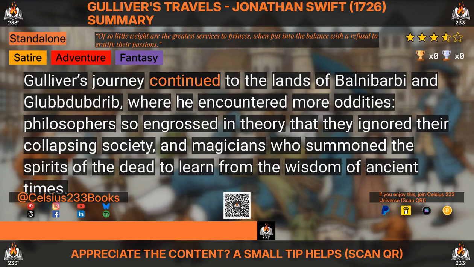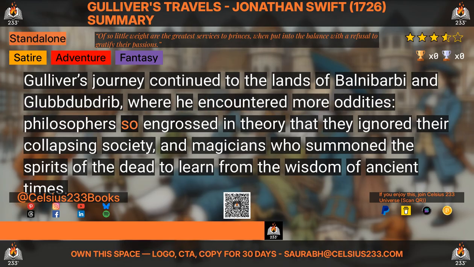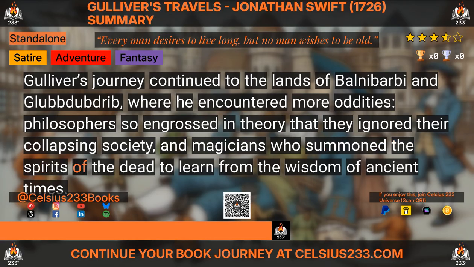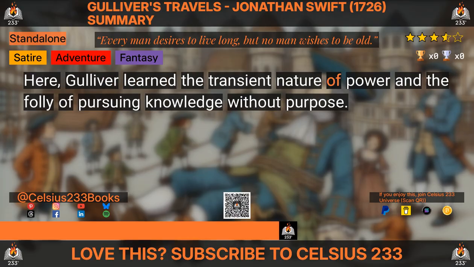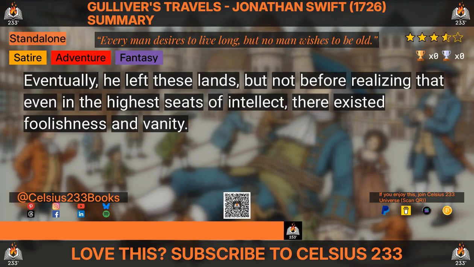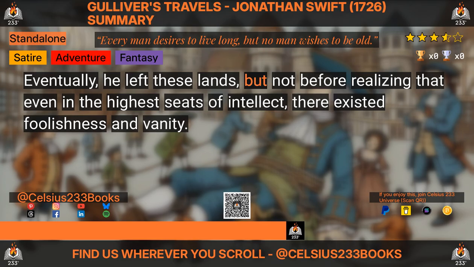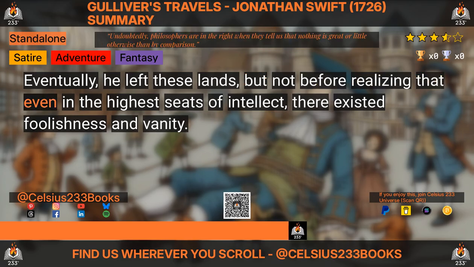Gulliver's journey continued to the lands of Balnibarbi and Glubdubdrib, where he encountered more oddities. Philosophers so engrossed in theory that they ignored their collapsing society, and magicians who summoned the spirits of the dead to learn from the wisdom of ancient times. Here, Gulliver learned the transient nature of power and the folly of pursuing knowledge without purpose. Eventually, he left these lands, but not before realizing that even in the highest seats of intellect, there existed foolishness and vanity.